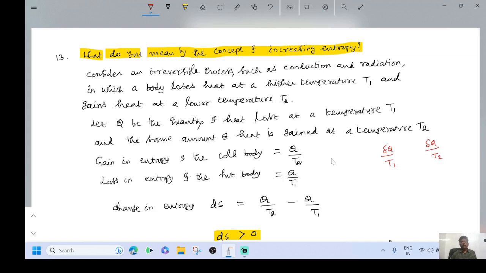Now, the gain in entropy of the cold body is Q by T2 because the cold body is at a temperature T2. The loss in entropy of the hot body is Q by T1. The change in entropy dS equals gain minus loss, that is Q by T2 minus Q by T1. Here T1 is greater than T2, so this is the smaller value, this is the greater value. So the subtraction result is a positive quantity. Therefore dS is greater than 0.